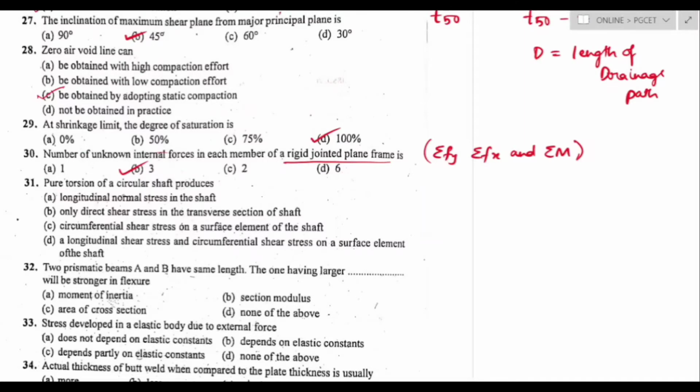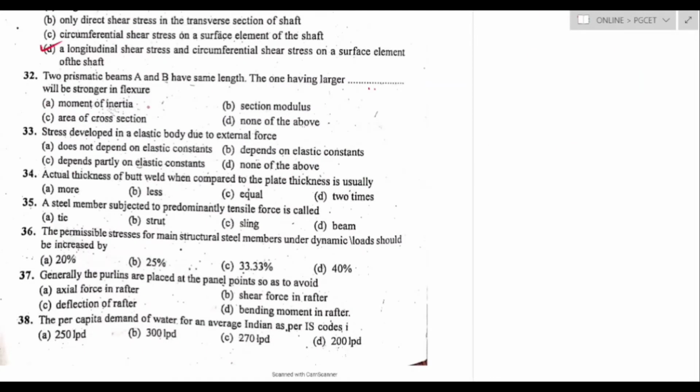Question number 31. Pure torsion of a circular shaft produces 2 types of shear stress, that is circumferential and longitudinal shear stress. So option D is the right answer. Question number 32. 2 prismatic beams A and B having the same length, the one having dash will be stronger in flexure. For a prismatic beam to be stronger in flexure, we need to increase the dimensions of the section so that there will be larger section modulus. So option B is the right answer, that is section modulus.